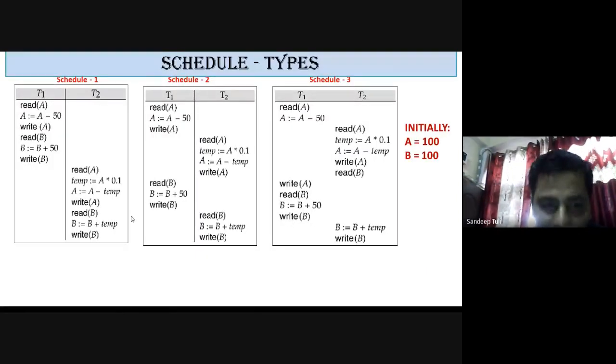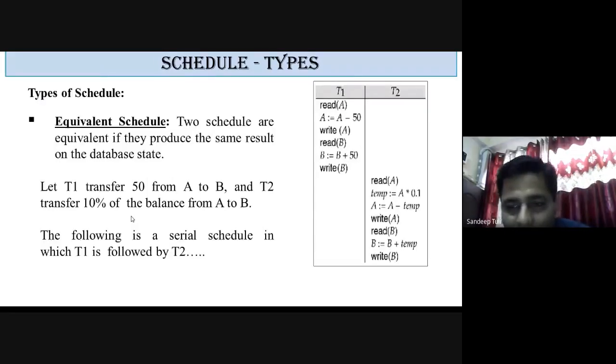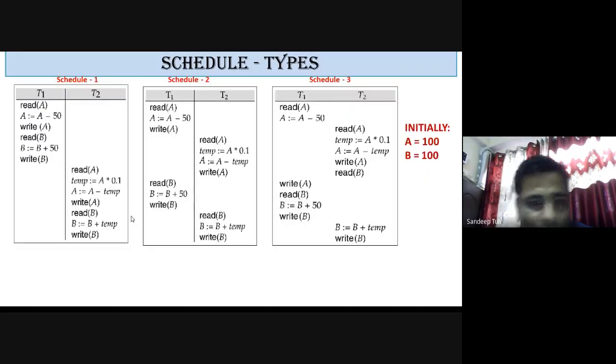Now coming on to the next slide. Again the statements are the same. You just consider that T1 and T2 I have taken. So now in schedule 1, T1 and T2 are in serial order. In schedule 2, what happens? They are in interleaving manner, and in schedule 3 also the statements are in interleaving fashion.